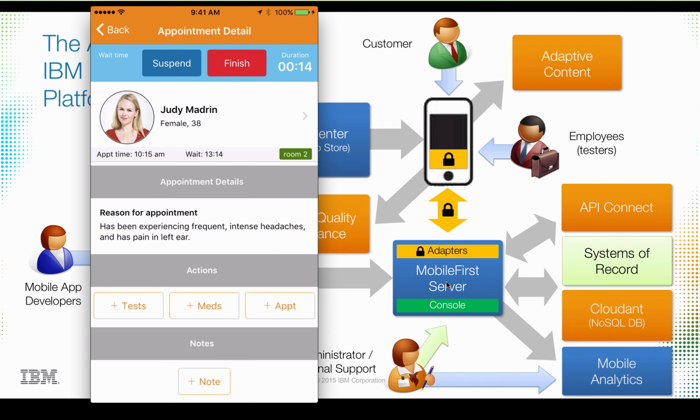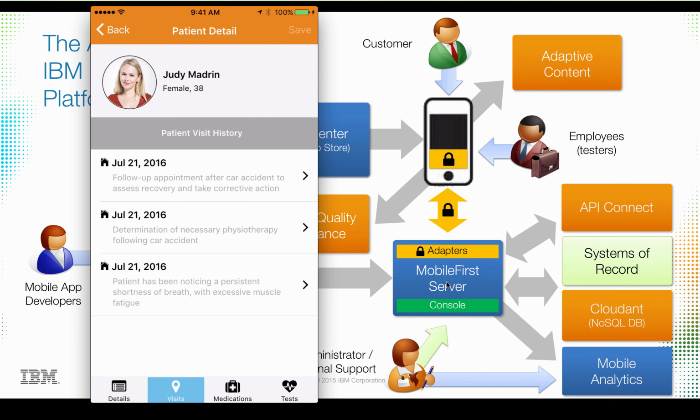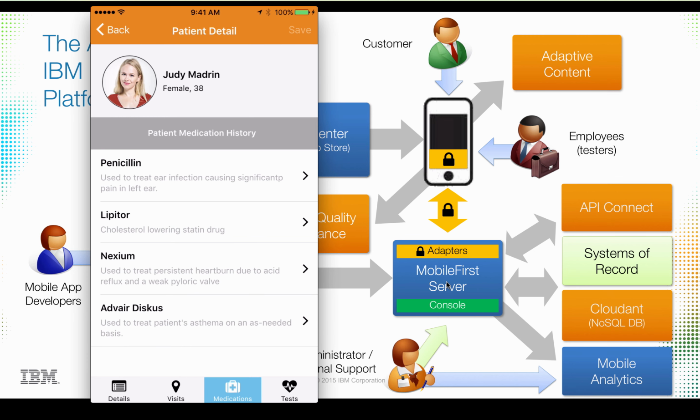So I can do that. I can tap on Judy's picture again to dive into the next level of detail about her health information here. I can see some basic details. We tap on visits, and we can look at the visit history here for Judy and what she's come in to visit us about in the past. Tap on medications down at the bottom on this tab, and I can see the list of things that we have prescribed to Judy in the past and maybe the medication history.